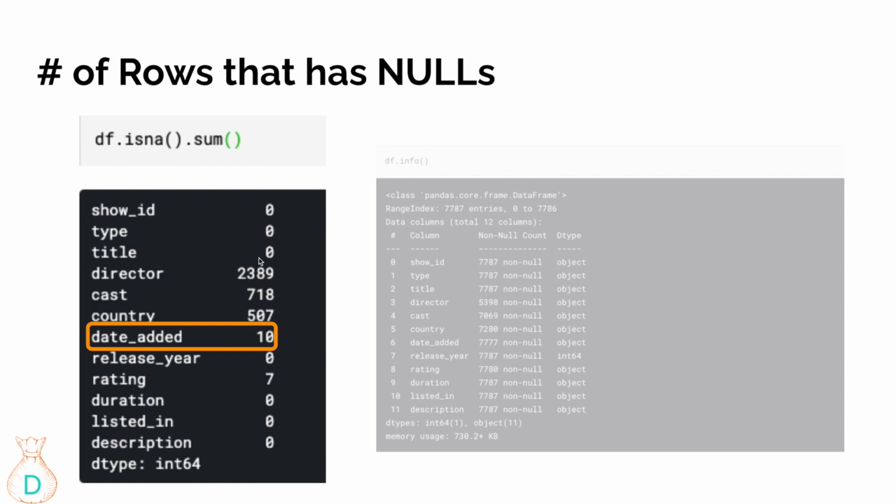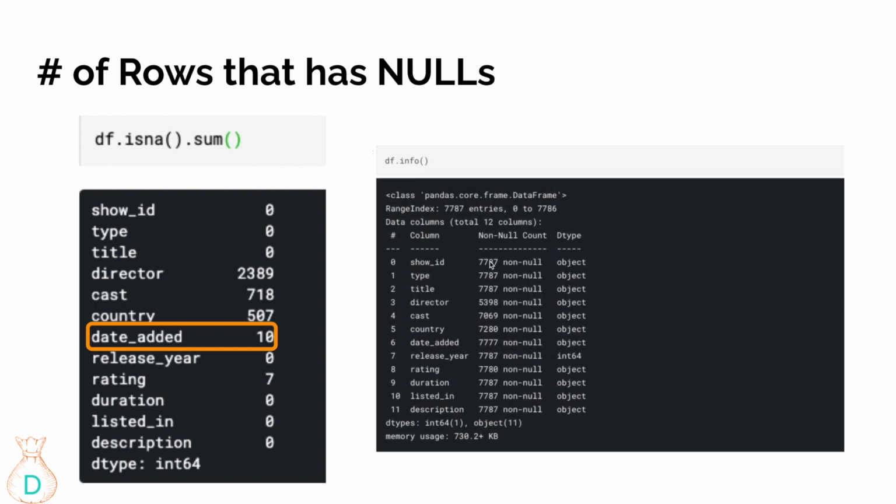And like earlier in our df.info, it already shows you what the non-null count is. So it's pretty much the row count minus the non-null count, and that's how you get this. In this case, director has a lot of missing values, and I wouldn't say you should filter those out because it's a really big portion of your data set. But for cast and country, we might want to look into whether there's another way we can fill in that data. And if not, then I think that is a small amount, which is fine.